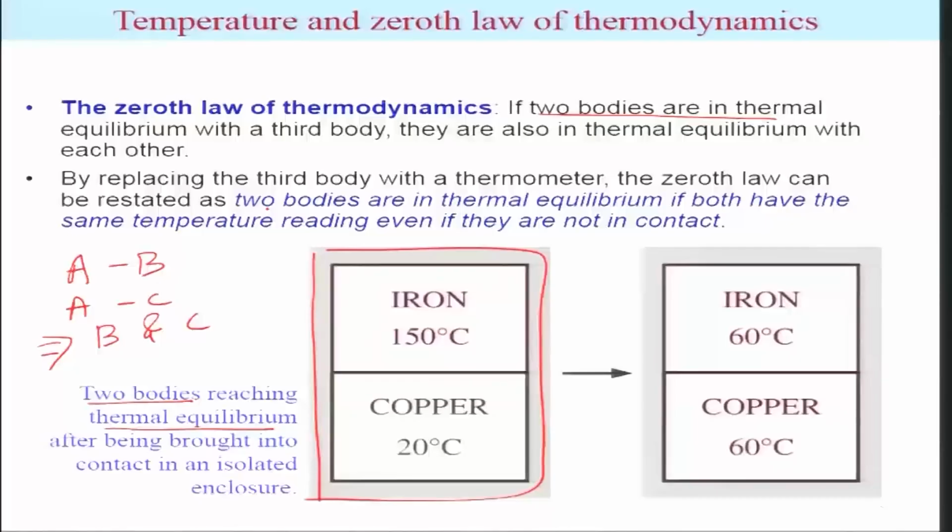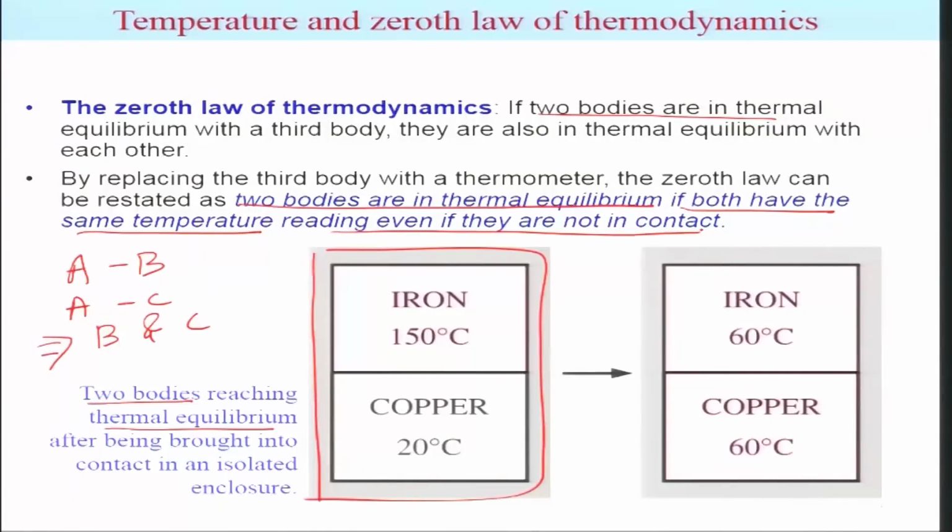So this is what the second statement says, that by replacing the third body with a thermometer, the zeroth law can be restated as: two bodies are in thermal equilibrium if both have the same temperature reading, even if they are not in contact. So this is the field-based concept, okay.